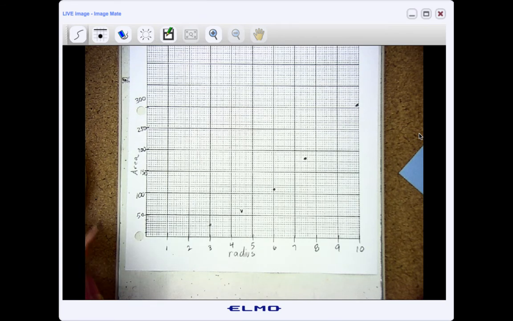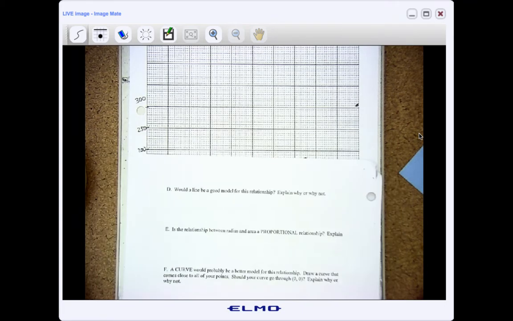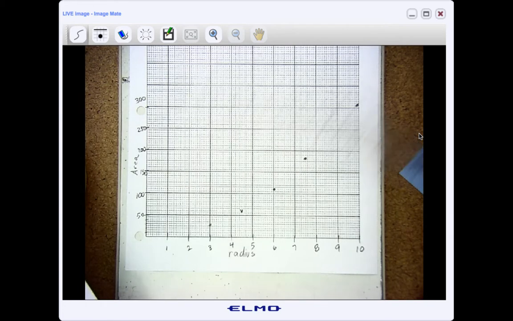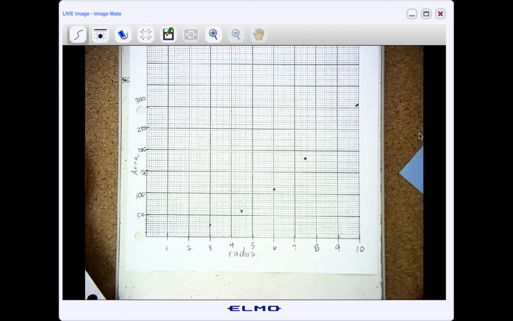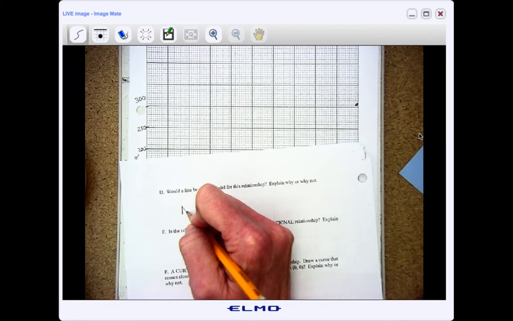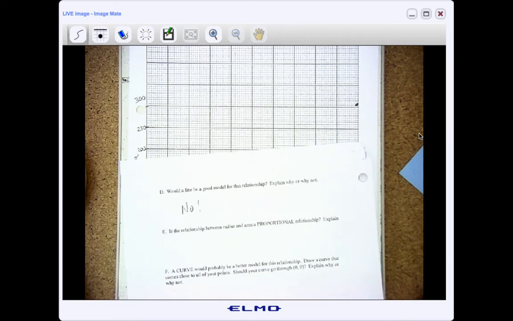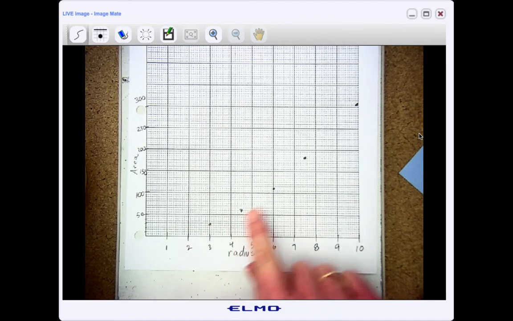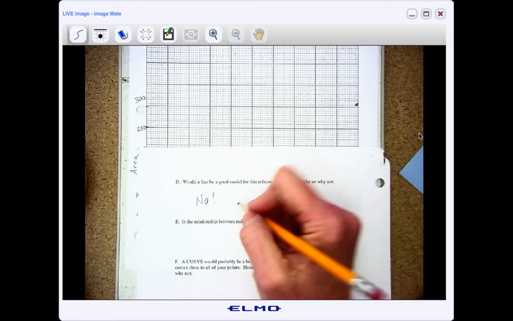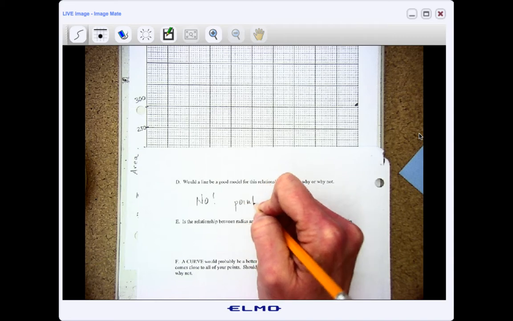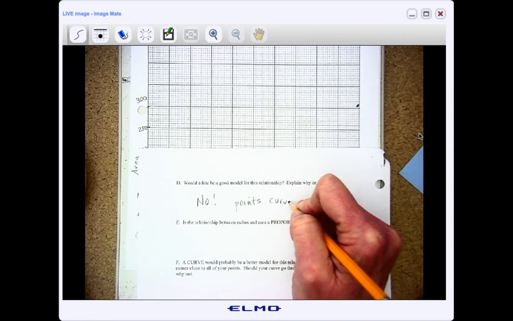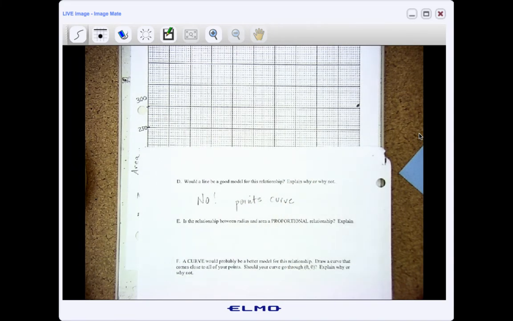Okay. All right, so then turn your paper over to the back, and you're going to answer a couple questions. Okay. And the first one says, would a line be a good model for this relationship? So if I put a ruler down, you think that would be a great model for this? Okay, well, hopefully you said no. Okay, and why? Looks like the points are definitely making a curve. Okay, so they were not in a very good straight line.